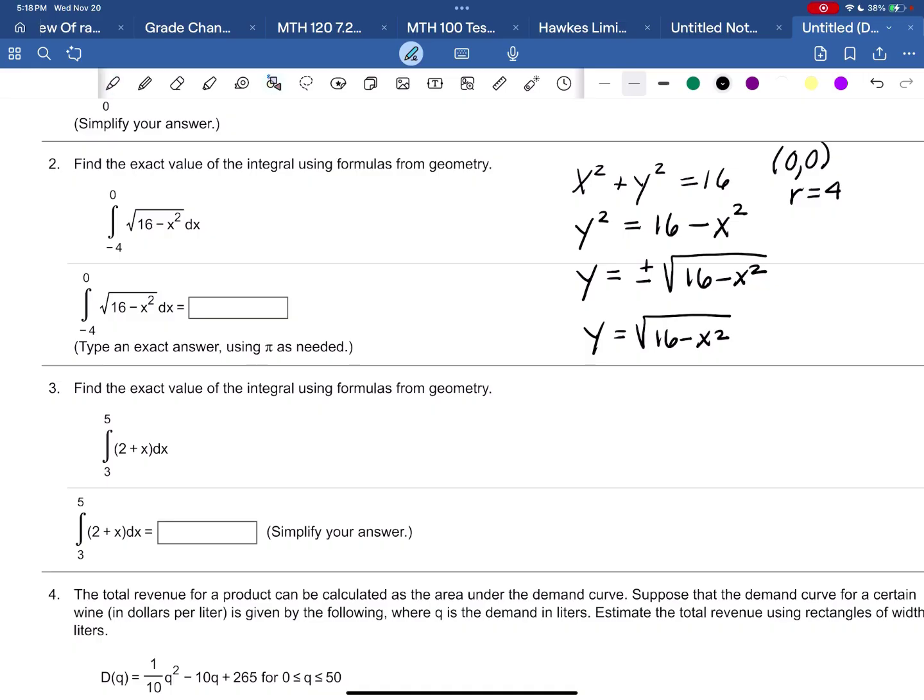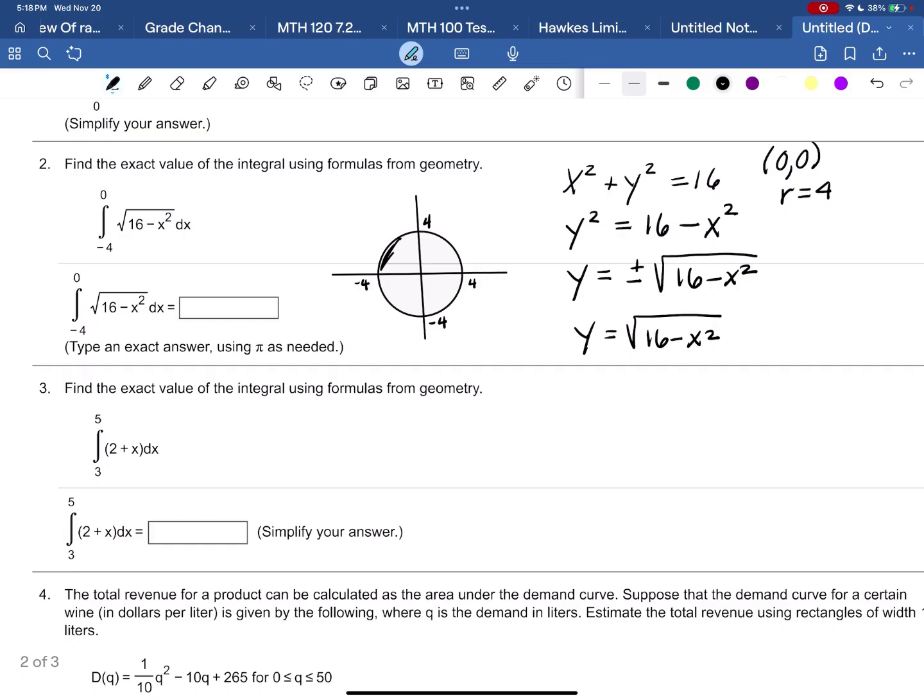So what that means is, instead of the whole circle going from 4 and -4, they only want us to look between 0 and 4, and they only want us to look at the positive part. So this is what they're asking us for right here. Just that little piece. This would be the negative part.